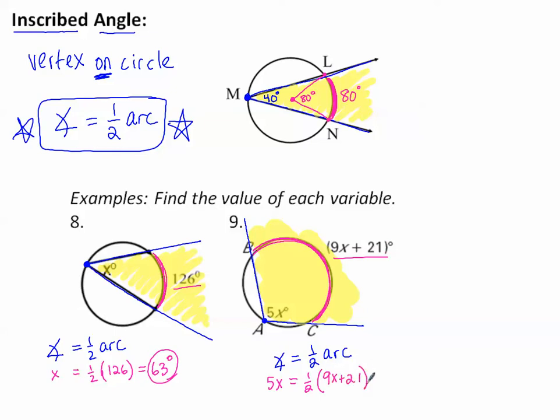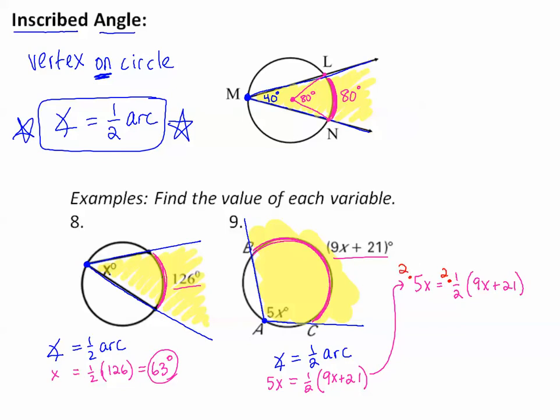How do I solve an equation that has a half in it? Well, I see it's like dividing by 2. So what's the opposite of divide by 2? Multiply by 2. Let's rewrite this so it doesn't confuse us later. 5x equals half times 9x plus 21. I'm going to do the opposite of take a half, or divide by 2, which is multiply by 2. But I have to do it to both sides to balance it.